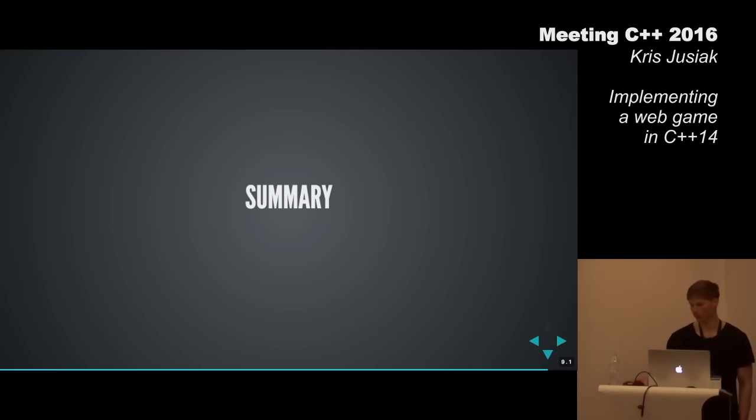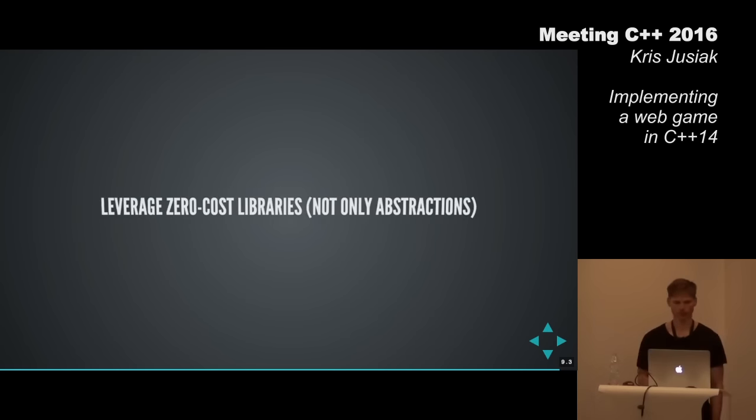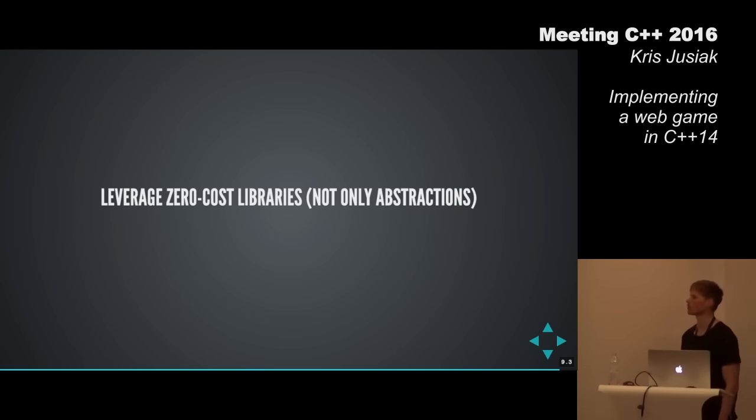So to sum up, because we almost ran out of time: C++ on the web is happening, and what I've shown today is just the beginning. WebAssembly should be established and released properly in March 2017, and I guess in the future we'll see much more C++ on the web. As I said before, it's really good to leverage zero-cost libraries, not only abstractions, as was mentioned a lot of times, like dependency injection and SML. They don't have any overhead, and a lot of stuff which might be done during compilation time is much better.